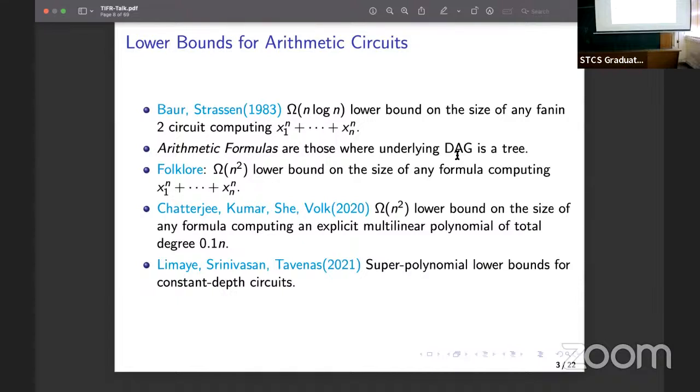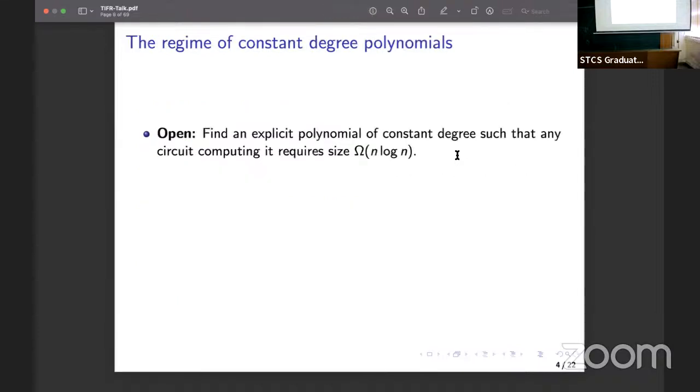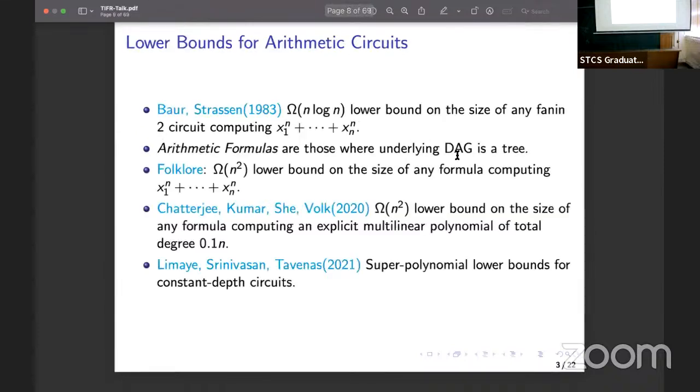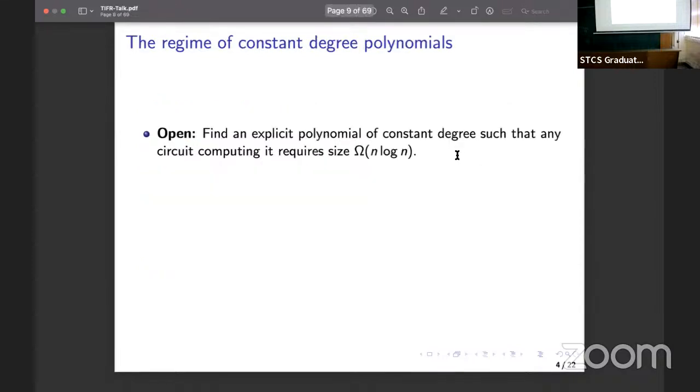Okay. So now you can ask, can you remove that restriction of the total degree being a function of n, where the total degree of the polynomial has to be constant? So the question is, can you find an explicit polynomial of constant degree such that any circuit computing it has size n log n? In some sense, Baur and Strassen's lower bound is for a polynomial that has individual degree n, or total degree n. So can you prove a similar bound for constant-degree polynomials? This still remains open. We try to solve a very special case of this problem.